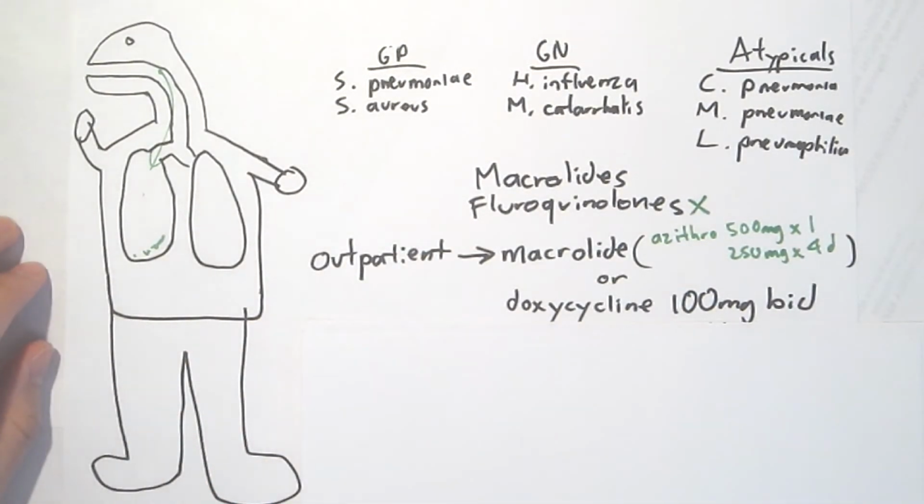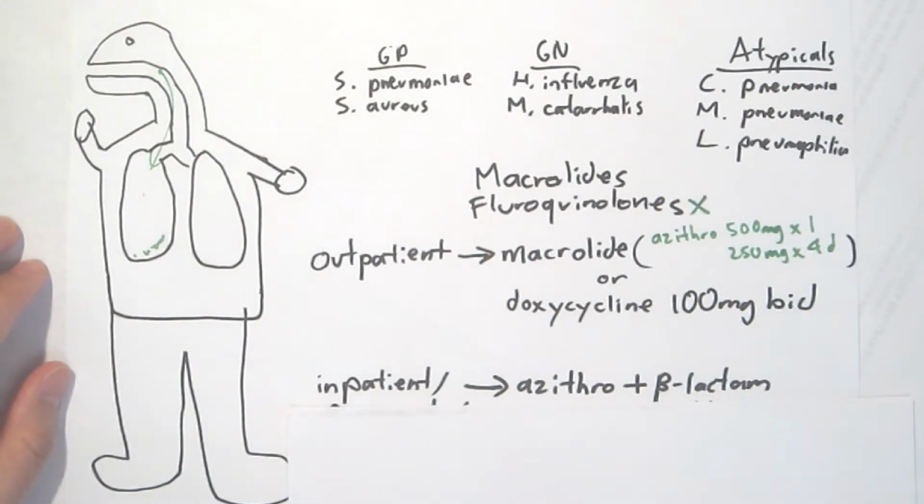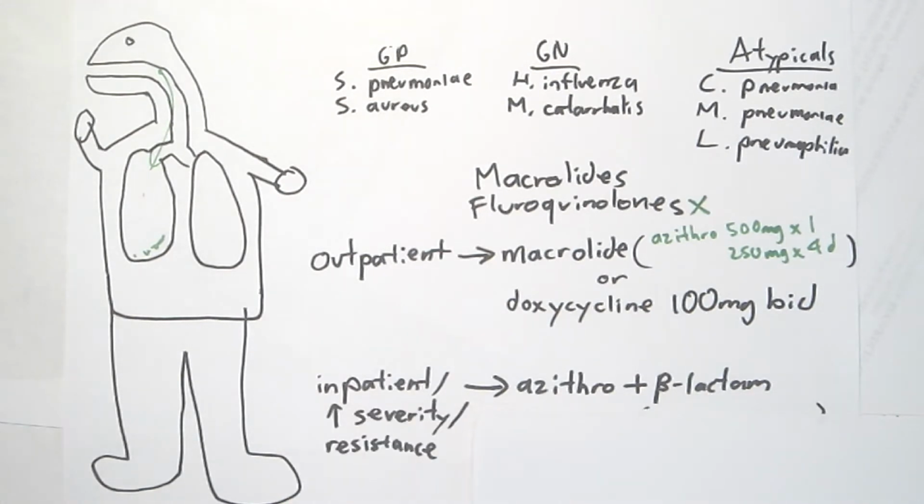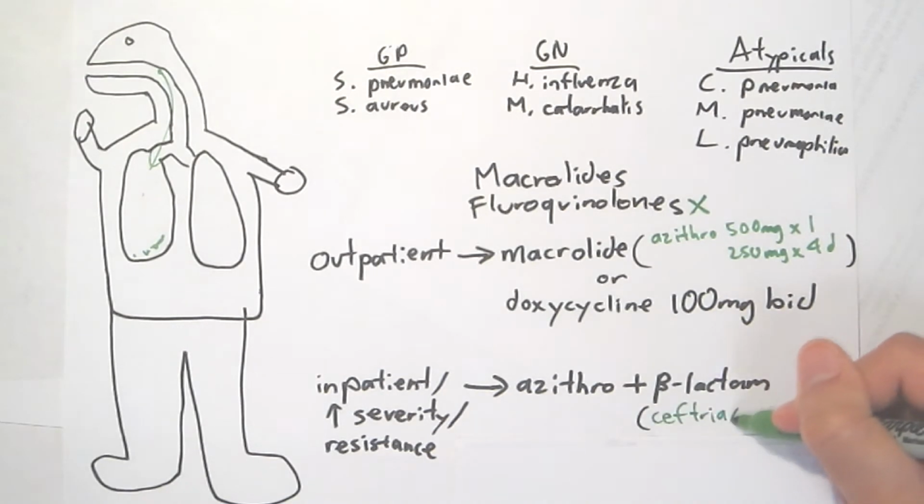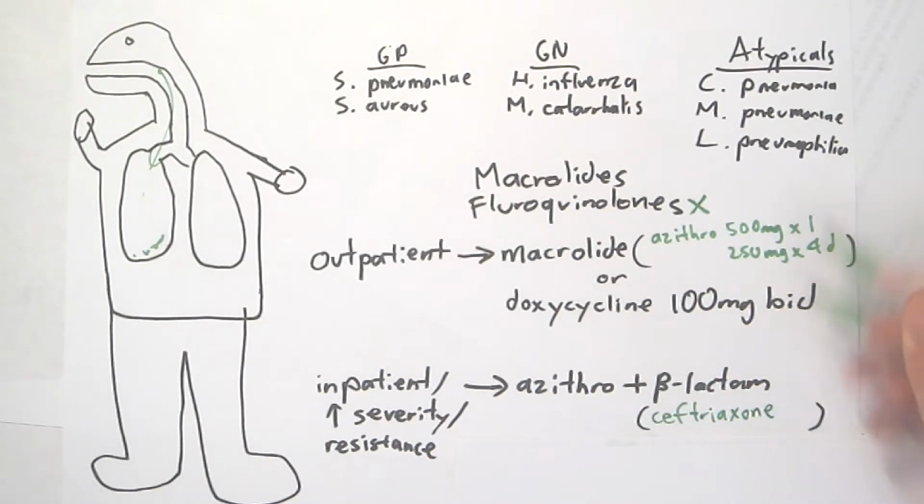Okay, let's go to patients that are high severity, or maybe they are high risk of drug resistance, or maybe they're being treated in the hospital. For these kind of patients, we're going to give them azithromycin plus a beta-lactam. Now, which beta-lactam do we give? If it's outpatient, we can give them amoxicillin. If it's inpatient, they're going to need IV medication. We should give them ceftriaxone. The reason why we give this combination therapy is to cover against any possible resistance to azithromycin.